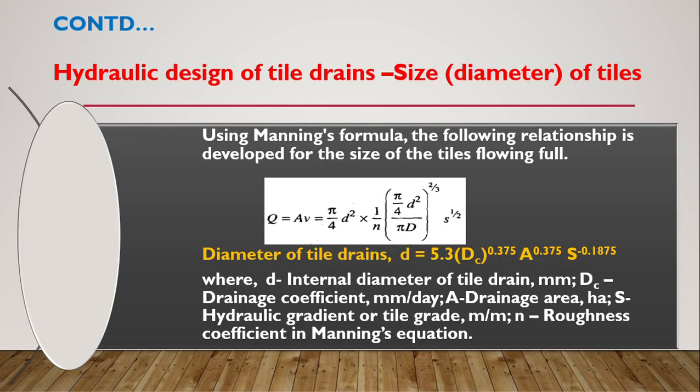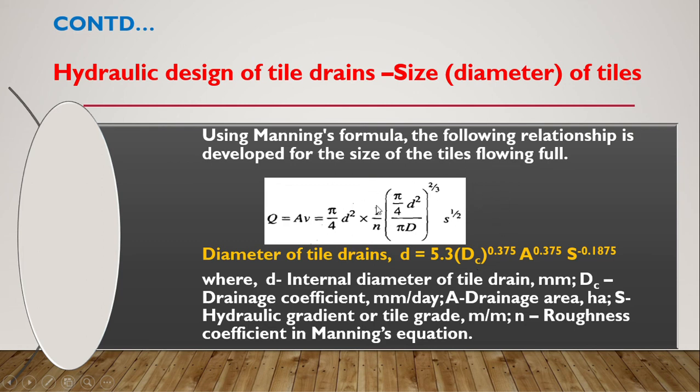And if we don't have any particular size of the pipe material, then we can calculate the diameter of the tiles. In some cases we can assume the size of the pipe by calculating the capacity. If you know the capacity, then we can assume a type of pipe. But if you are not assuming any type of pipe, then we can calculate the diameter of the tile drains by means of this equation.